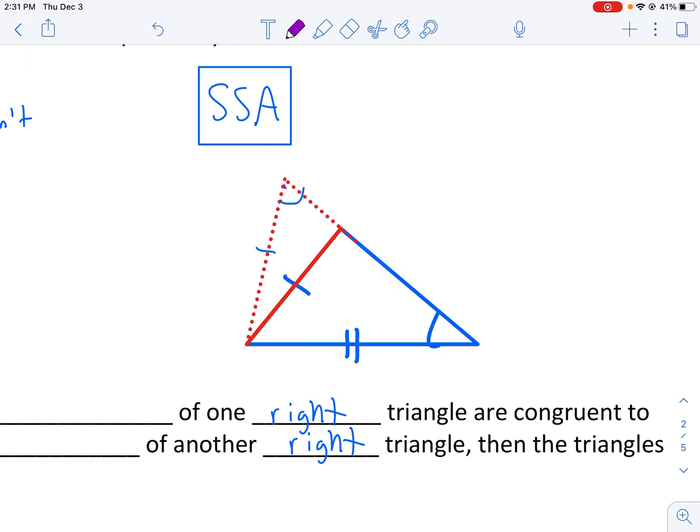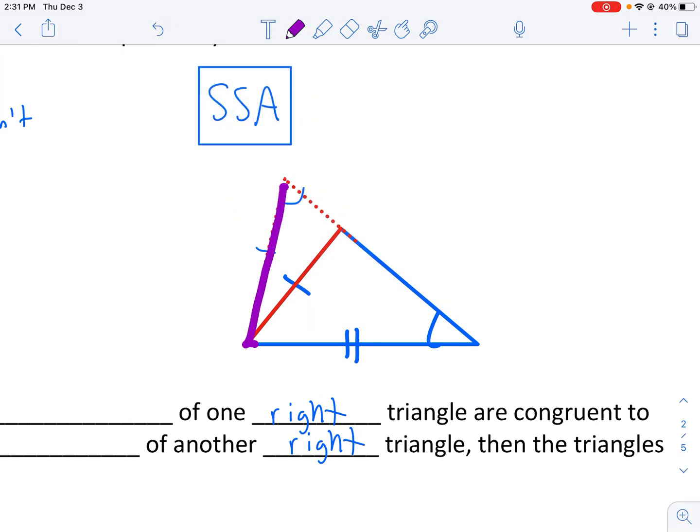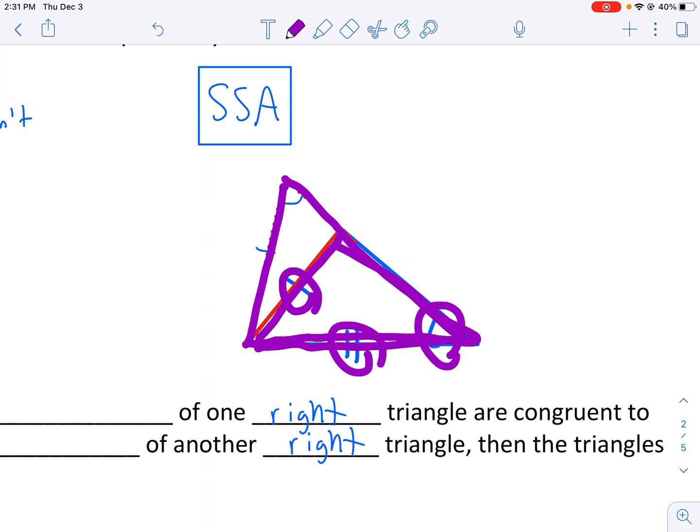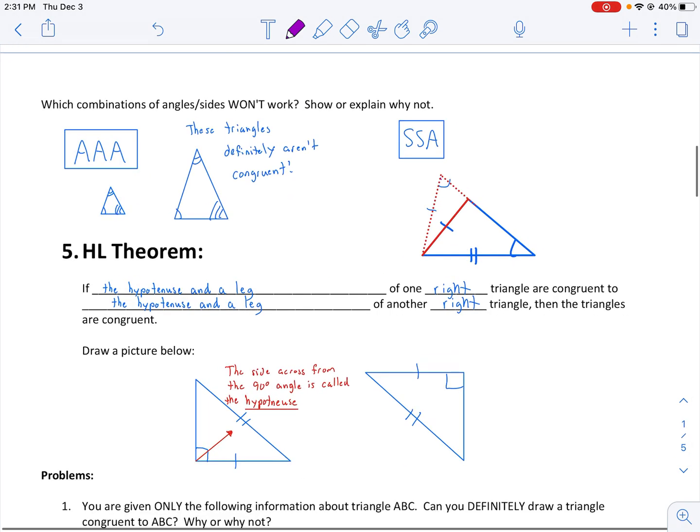That's not what I wanted. Let's do this. So I have this whole triangle like this, and then this triangle here, but they still have three parts in common. They both have this side, and this angle, and then side, side, angle. But you can obviously tell that those two triangles are not congruent. Okay, so those ones don't work.